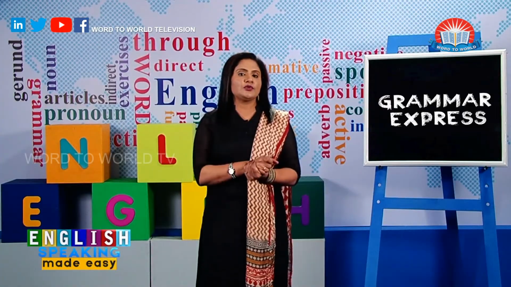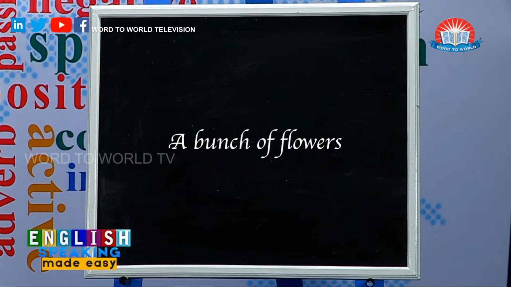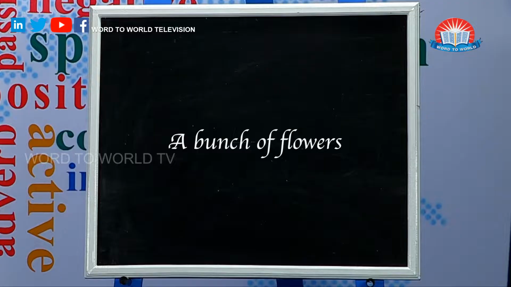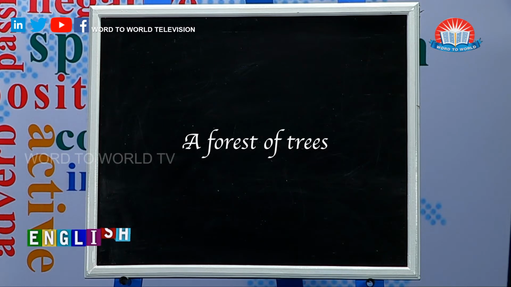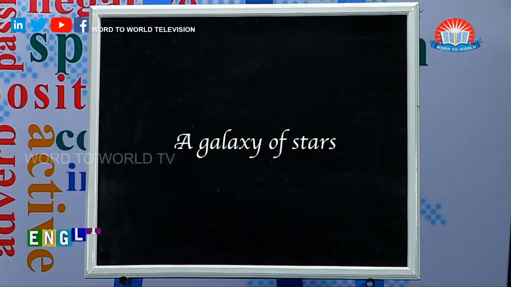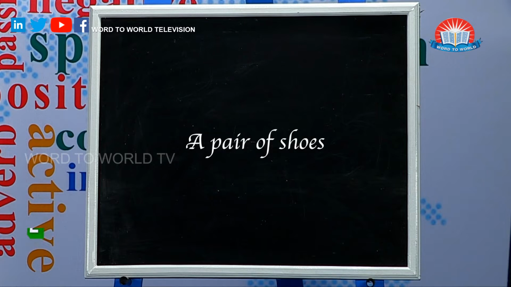So, for that I will give you a few examples. Okay? For the common collective nouns used for things, if you have flowers, we say a bouquet of flowers. We say a bunch of flowers too, depending on what we are giving. You have a lot of ships going, so we say a fleet of ships. You say a forest of trees, and so many stars in the sky, we call them a galaxy of stars. You have playing cards, it is a pack of cards, a range of mountains, a pair of shoes. So, these are the collective nouns that we use for things.